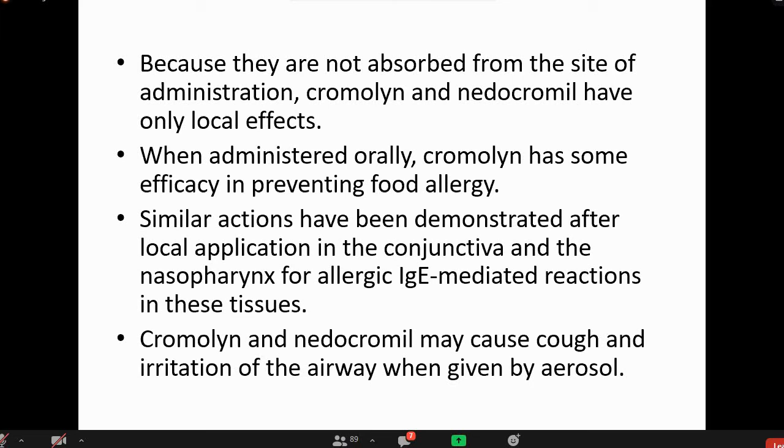in these tissues. Clinically, a very interesting point I wanted to share with you is that in the treatment of asthma, we are not using this group in our community. But if a patient has allergic conjunctivitis, one of the preparations available for it is cromolyn sodium, right? Cromolyn and nedocromil may cause cough and irritation of the airway when given by aerosols. So this is one of the local side effects.